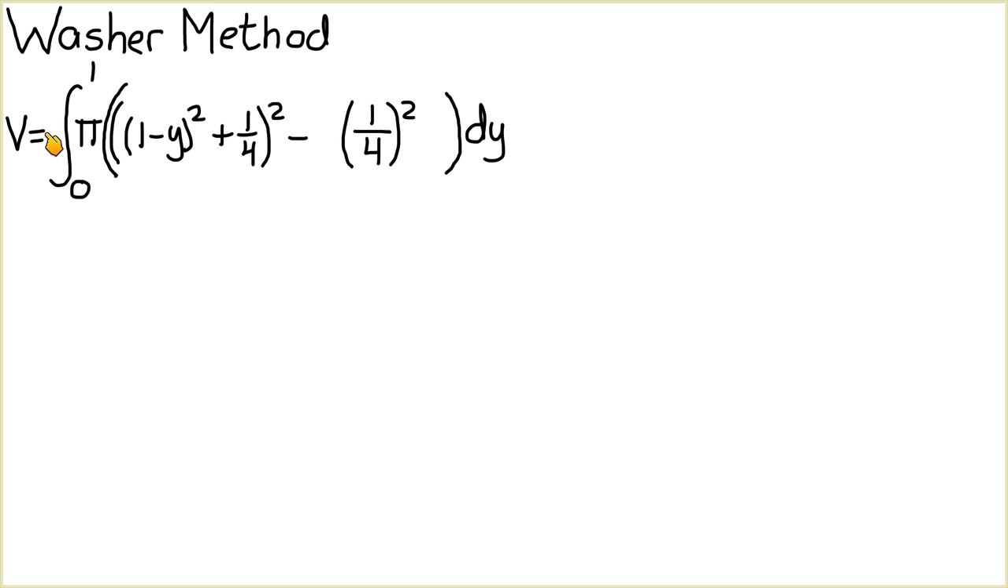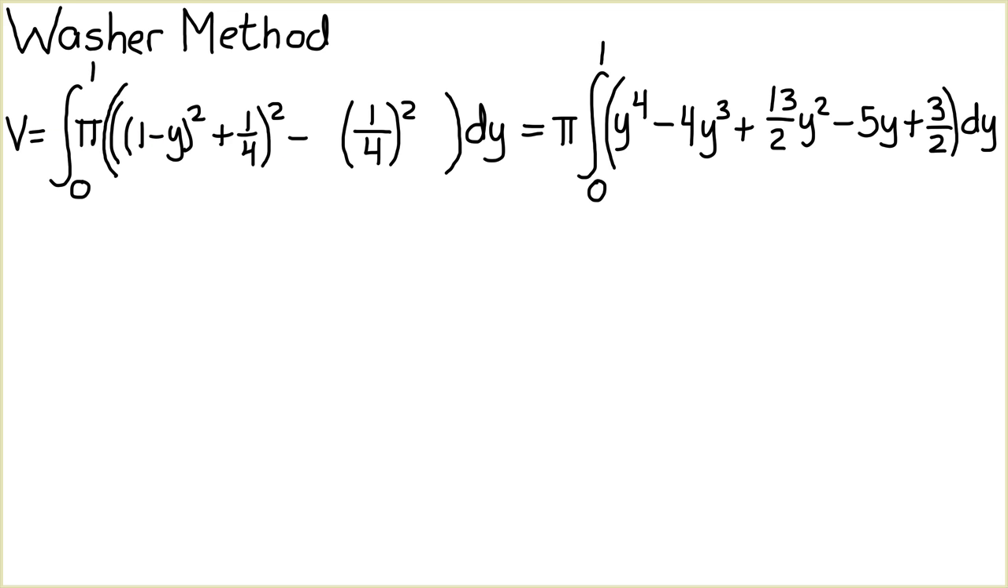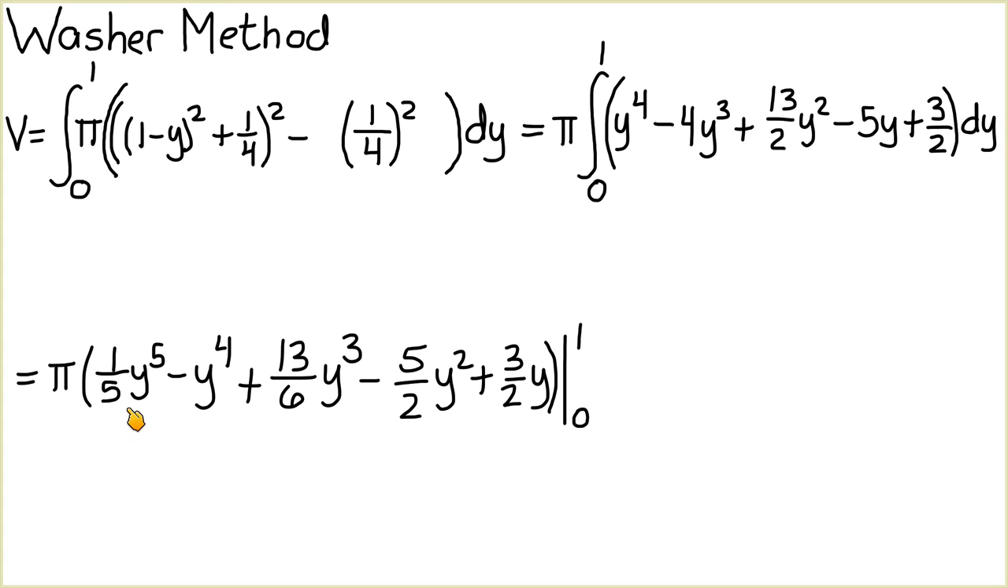Placing pi outside the integral and expanding the remaining terms, you could verify that we obtain pi times the integral from 0 to 1 of y to the 4th minus 4y cubed plus 13/2 y squared minus 5y plus 3/2. An antiderivative of the integrand is 1/5 y to the 5th minus y to the 4th plus 13/6 y cubed minus 5/2 y squared plus 3/2 y. And evaluating this expression and simplifying, we obtain 11 pi over 30, which equals the value we obtained using the shell method.